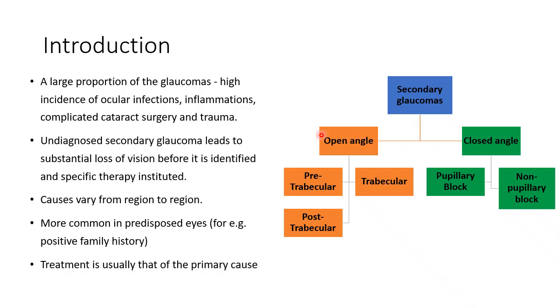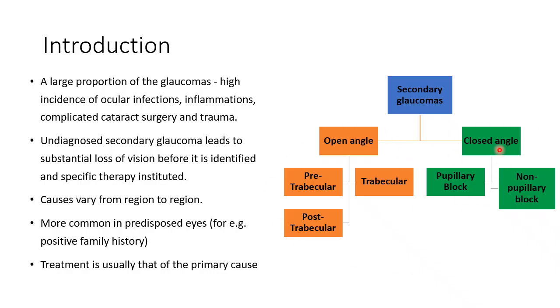So they can be broadly divided into open angle and closed angle. Now that we know what is meant by open angle and closed angle, we can understand. Open angle is again divided into three types. Pre-trabecular, by trabecular I am referring to the trabecular meshwork. So pre-trabecular means something before the trabecular meshwork, trabecular, something in the trabecular meshwork, and post-trabecular, something beyond the trabecular meshwork. That is something in the episcleral veins or beyond that, the part where the trabecular meshwork drains. Okay, that is open angle causes.